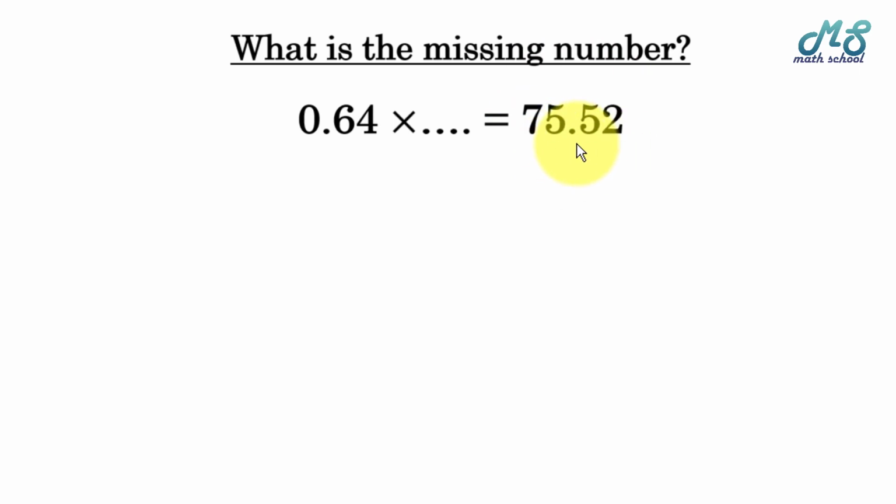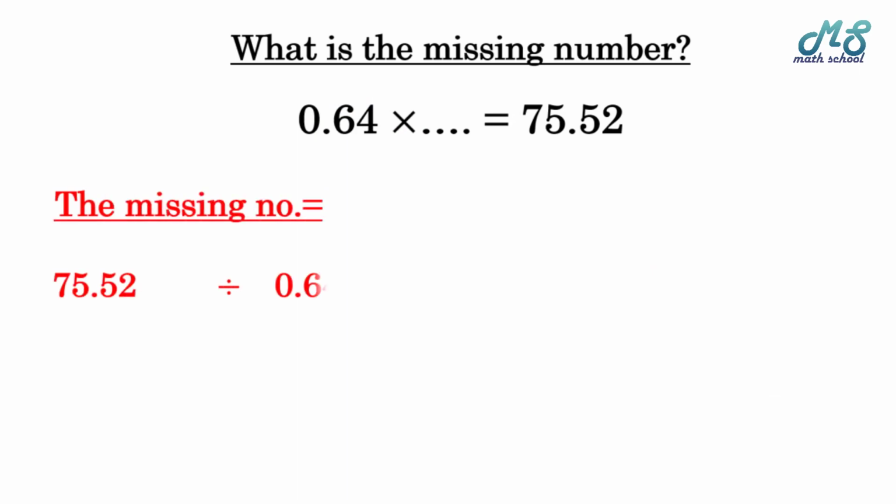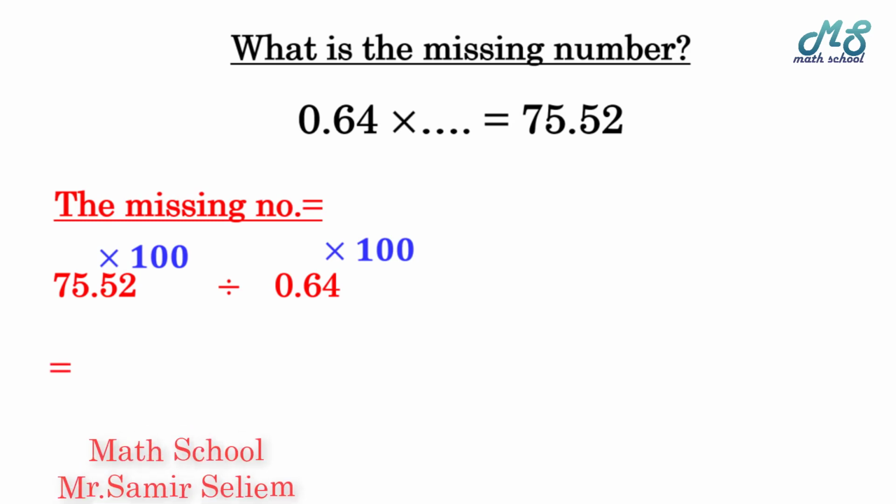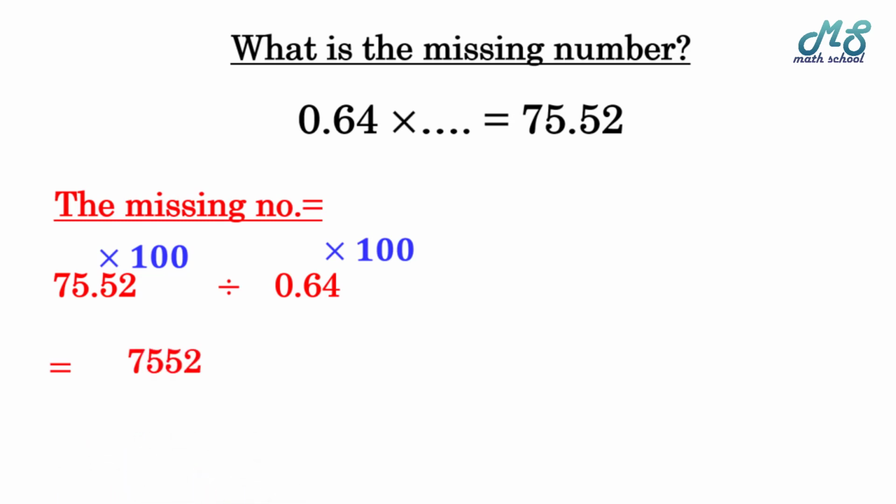75.52 by 0.64. Now, guys, to make 0.64 a whole number, we will multiply by 100. Now multiply 75.52 by 100, and multiply 0.64 by 100. We will get 7552 divided by 64. It will be a whole number. Now, guys, no point. It will be 7552 divided by 64.